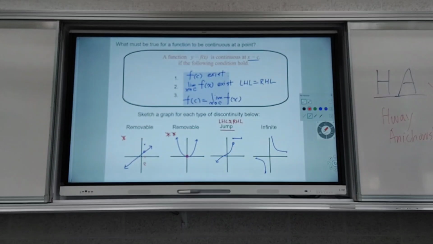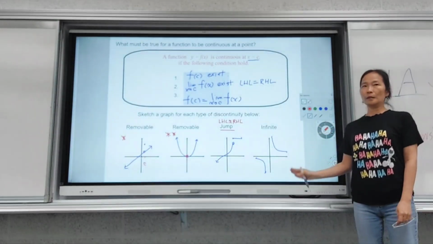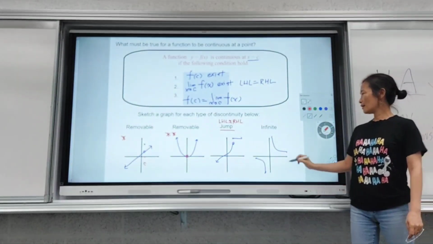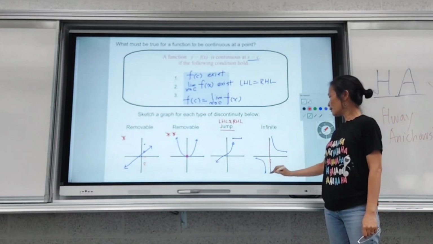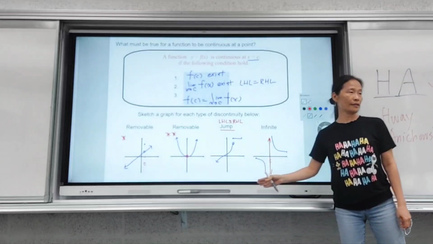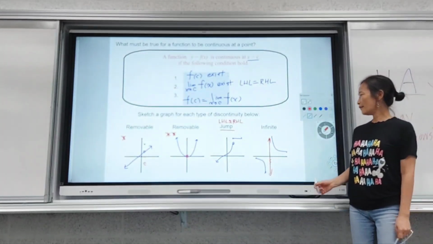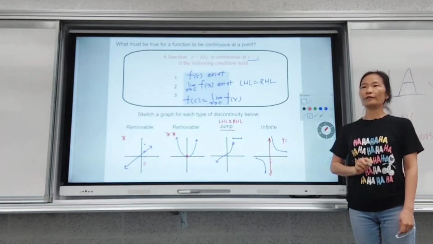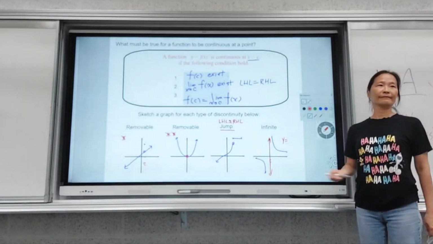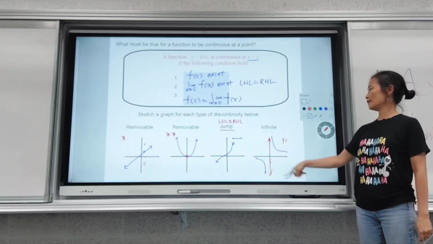All right, the last one, infinite discontinuity. That means when x approaches c, there is a vertical asymptote. This is one of the examples. What Rachel graphed, what is the possible function equation for that? What is it, Jake? What is this graph?